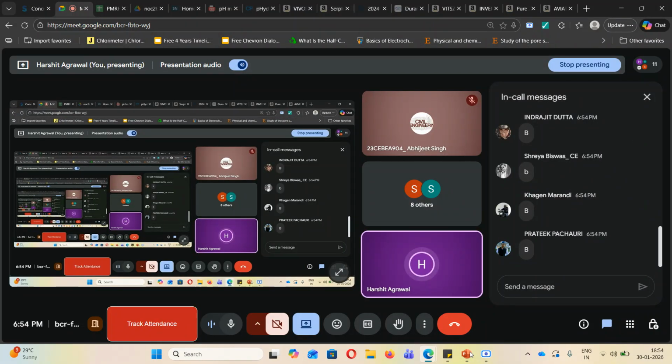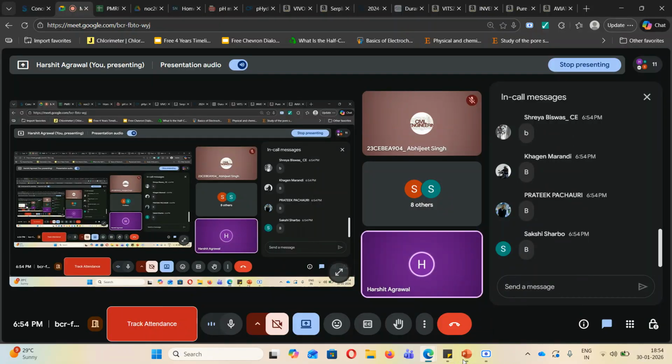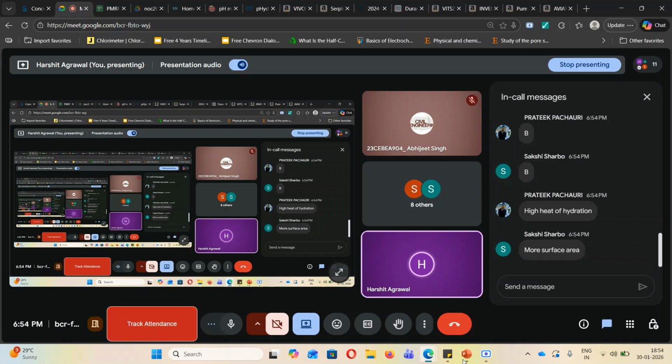Wow, yes, B is the correct answer. Can anyone tell me the reason why? Why will finer grinding of cement increase the water demand for consistency? It is not the high heat; the reason is the greater surface area.